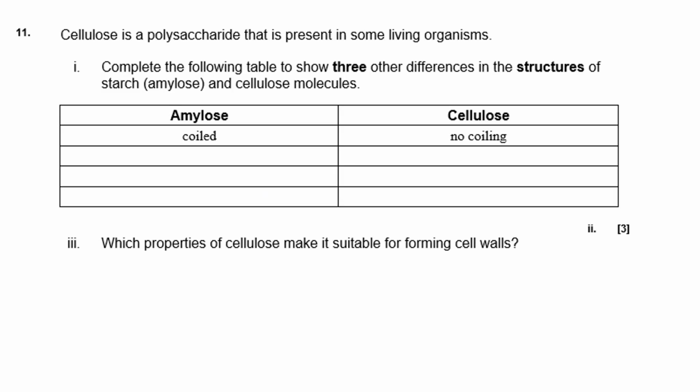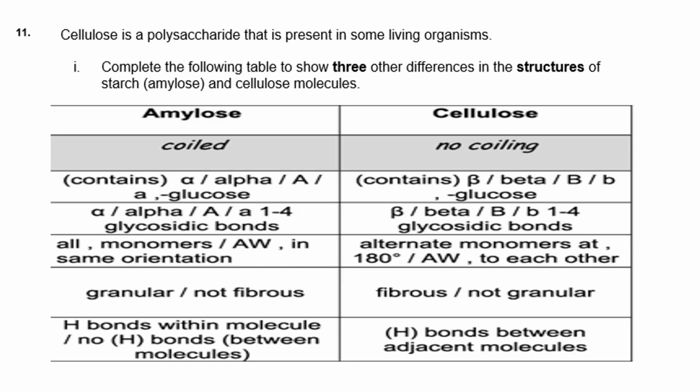Sticking with the plant polymers, amylose and cellulose, it wants you to compare and contrast by putting down at least 3 features where they are either similar or different. So the answers that you could have had, any 3 of these on the left and any 3 on the right, is telling you that amylose is coiled and cellulose is not coiled. Amylose is made up of alpha glucose, whereas cellulose is made up of beta glucose.